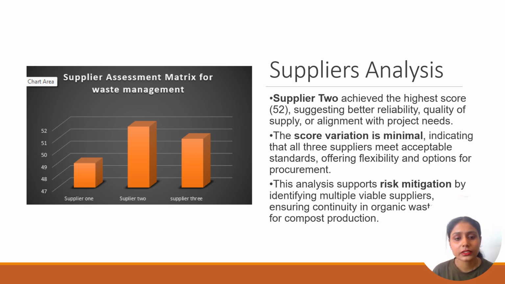In this slide, there are three suppliers. Supplier 2 achieved the highest score of 52, suggesting better reliability and quality of supplier, and the score variation is minimal, indicating that all three suppliers meet acceptable standards, offering flexibility and options for procurement. The analysis supports risk mitigation by identifying multiple viable suppliers, ensuring continuity in organic waste supply for compost production.